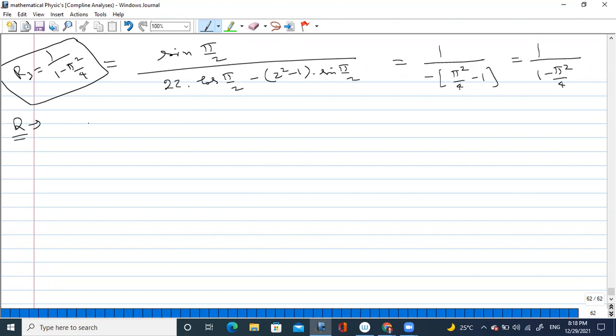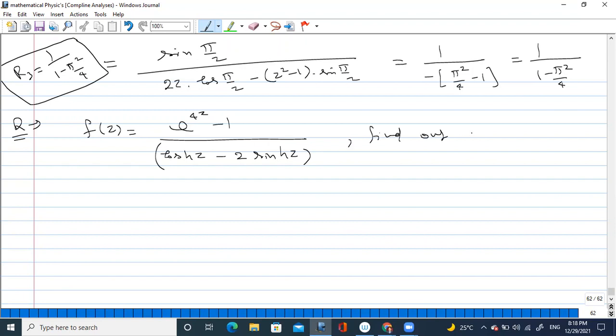Next question is f z is e to the power 4z minus 1 divided by cos hyperbolic z minus 2 sin hyperbolic z. Okay, so this is the question. Find out the residue at poles. Understood? This is the question.